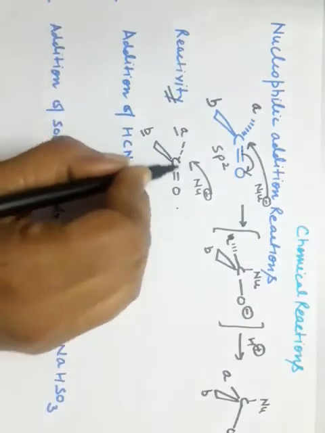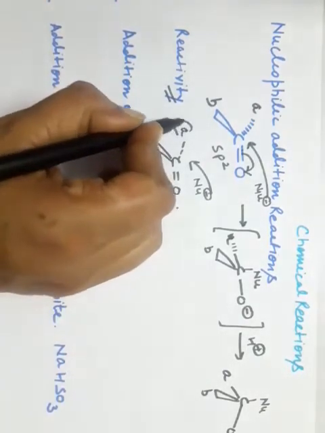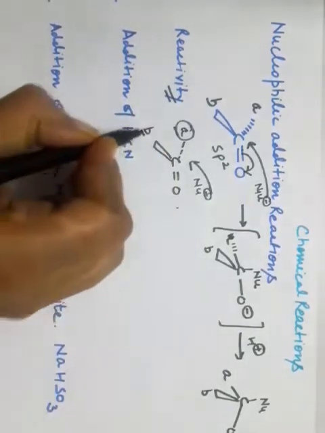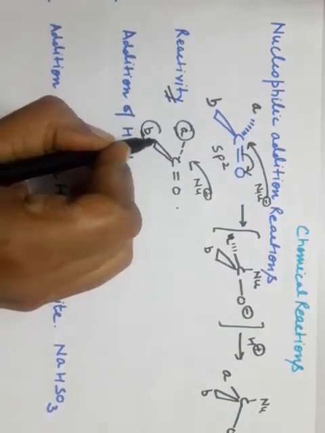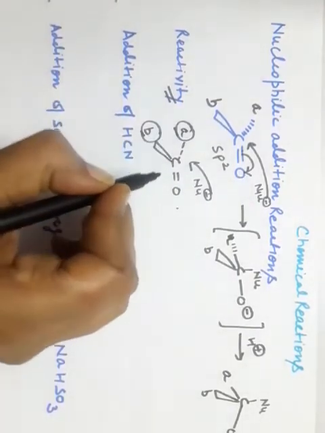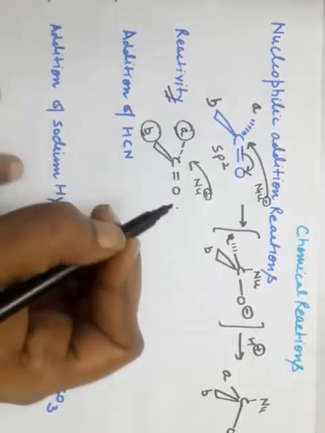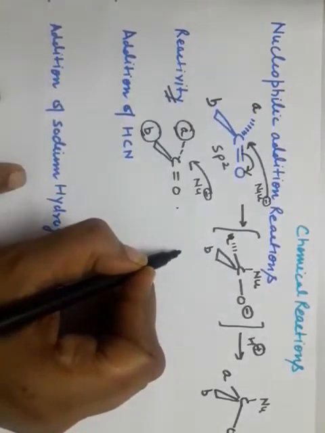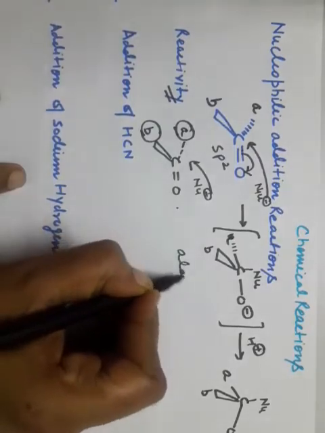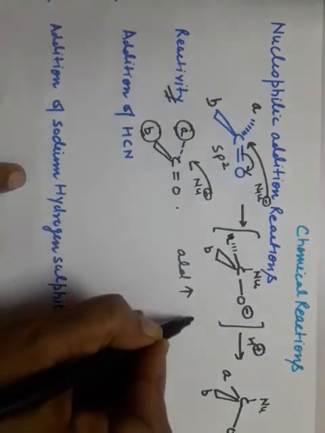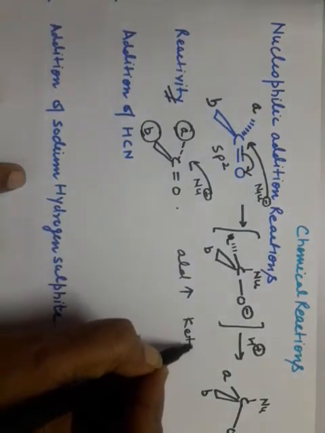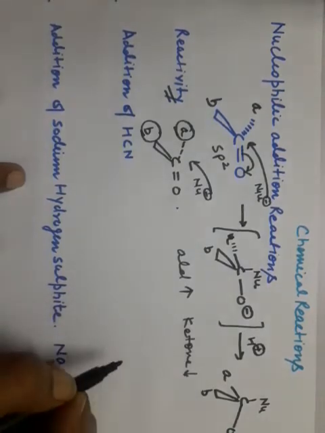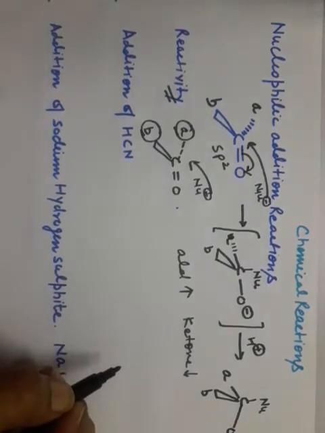But in the case of aldehyde, where one group is alkyl and the second group attached is hydrogen, steric hindrance is less and reactivity is high. So reactivity of aldehyde is greater than ketone, and the reason is steric hindrance.